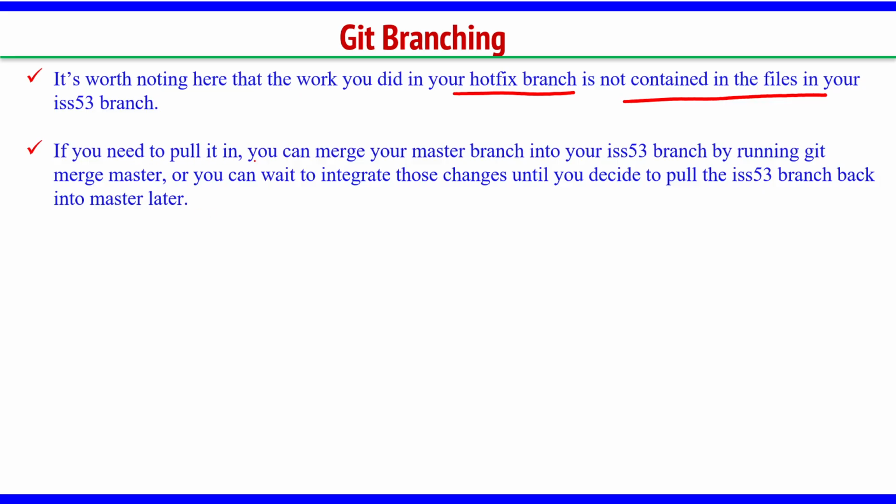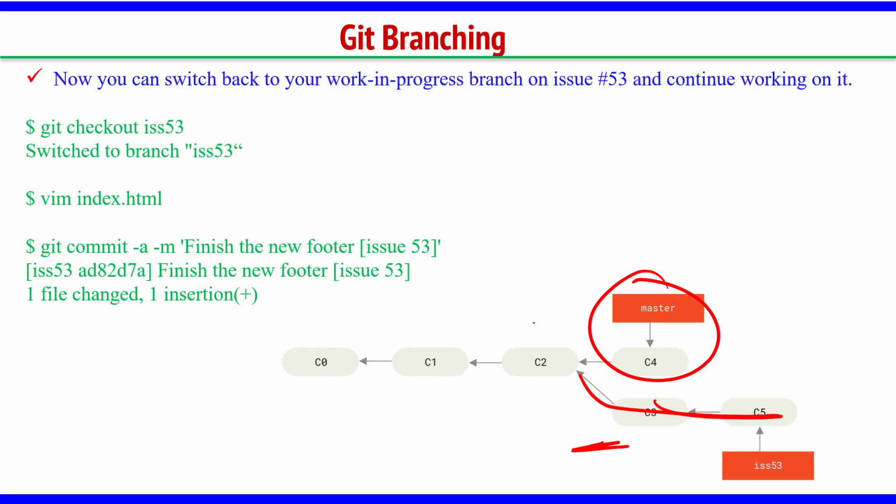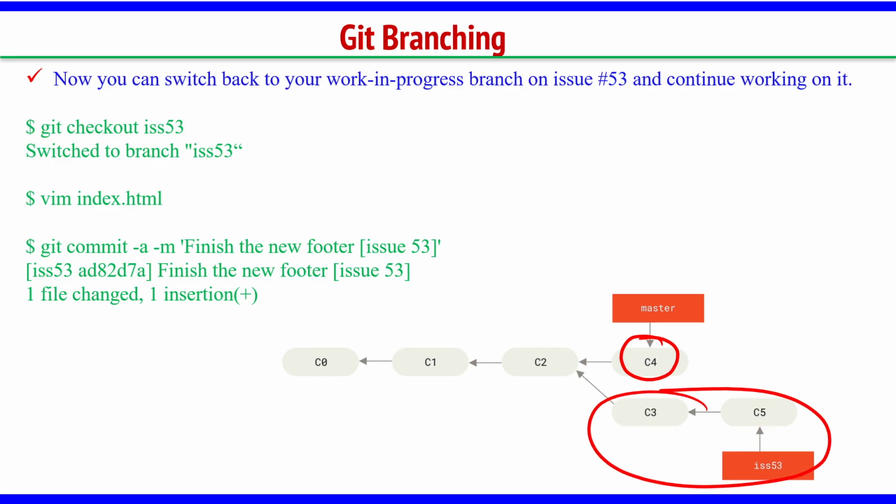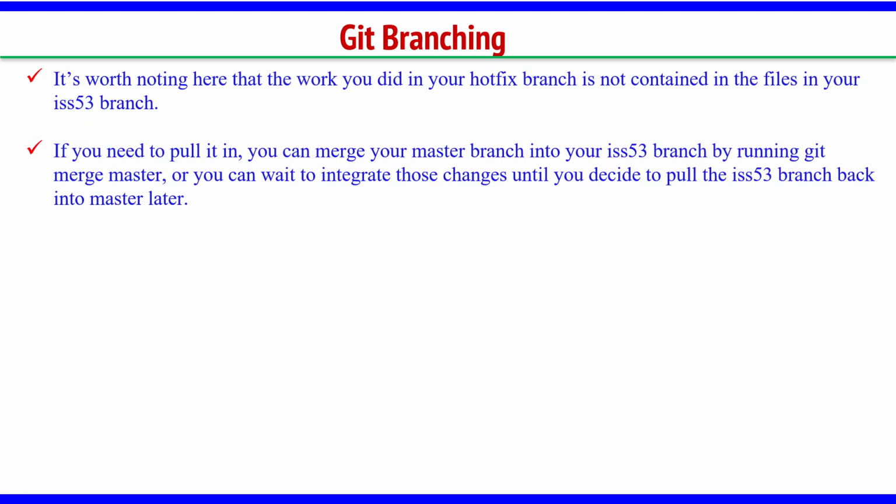So, if you need to pull it in, you can merge your master branch into the issue number 53 branch by running git merge master. Okay, let us see this. You understand my point? I will explain it once again. See here, we have come till this point. You have understood this nicely, right? The only problem is whatever changes I did after I started working on issue number 53, the C4, the updated code of commit 4 is not present in the C3, C5. So, what we try to do, right?